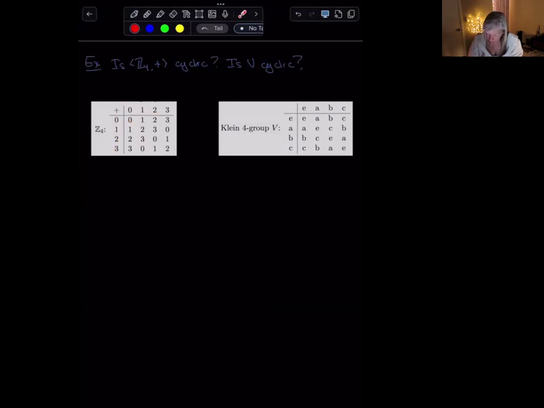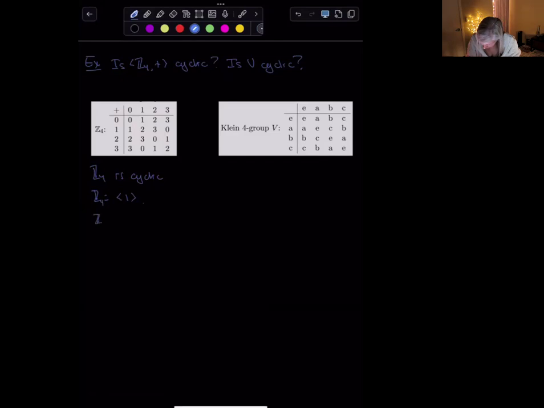What about 1? If I take 1 and add it to 1, I get 2. If I take 1 and add it to 1 and then add it to 1, I get 3. If I take 1 plus 1 plus 1 plus 1, I get 4, which is 0, and then I cycle around. So actually, 1 is enough to generate this whole group. So this is cyclic. Z4 is cyclic, and in fact, it's generated by the number 1.